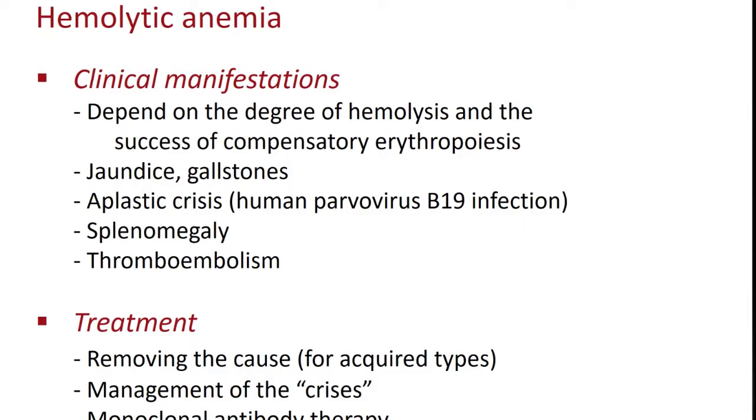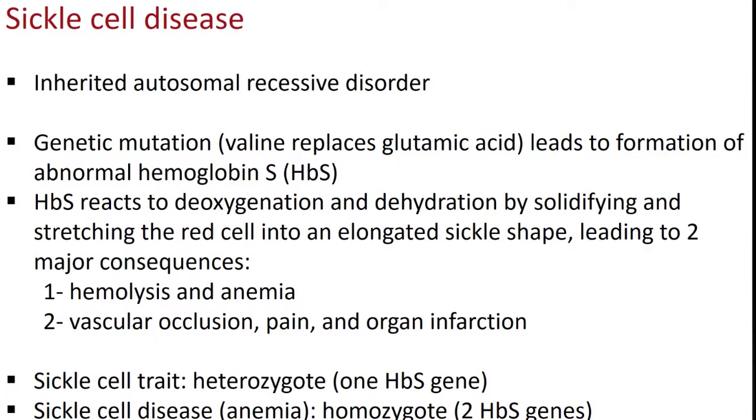Let's talk about sickle cell disease. Sickle cell disease is inherited as an autosomal recessive disorder. In this genetic mutation, valine replaces glutamic acid, and this leads to the formation of the abnormal hemoglobin S. Hemoglobin S is going to react to any deoxygenation and any dehydration by solidifying and stretching the red blood cell into an elongated sickle shape, leading to 2 major consequences: hemolysis and anemia, and vascular occlusions leading to pain and organ infarction.